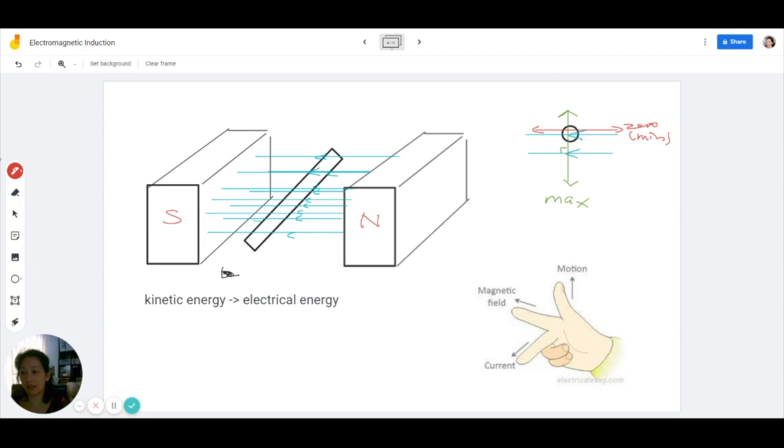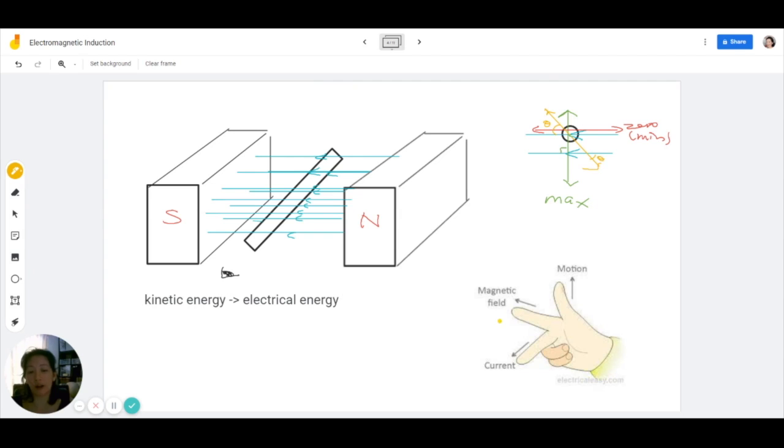Any direction that is at an angle can produce some current, but it depends on the angle. The larger the angle between the magnetic field and this direction of motion, then of course the greater the induced current would be. That's why at 90 degrees it is the maximum.